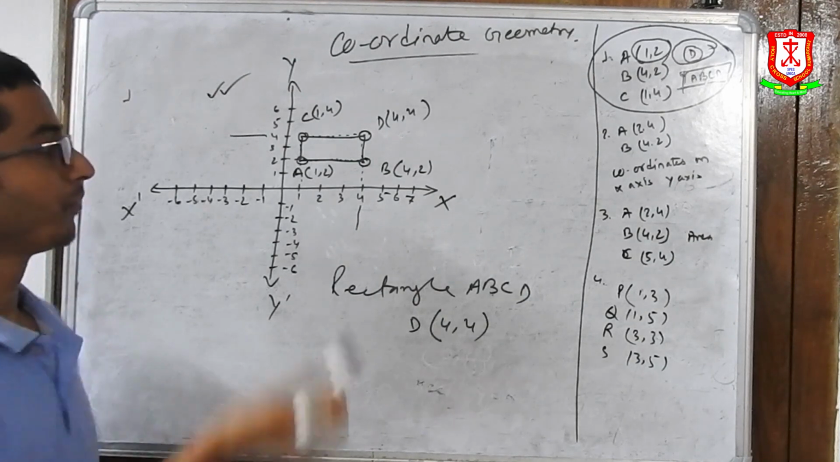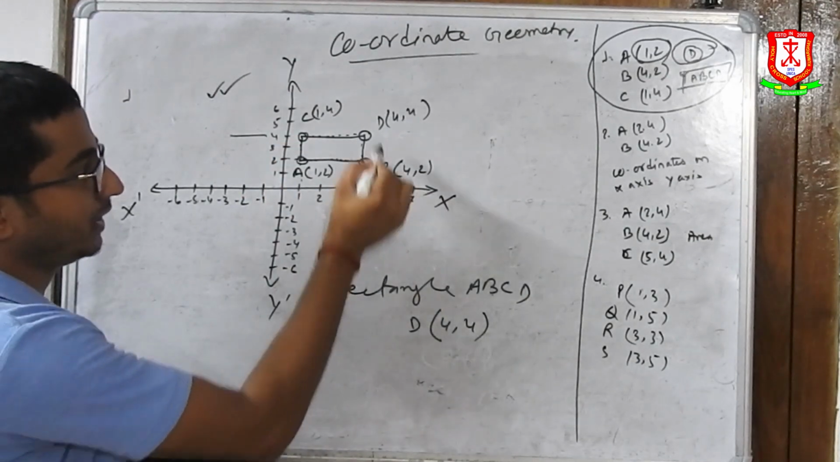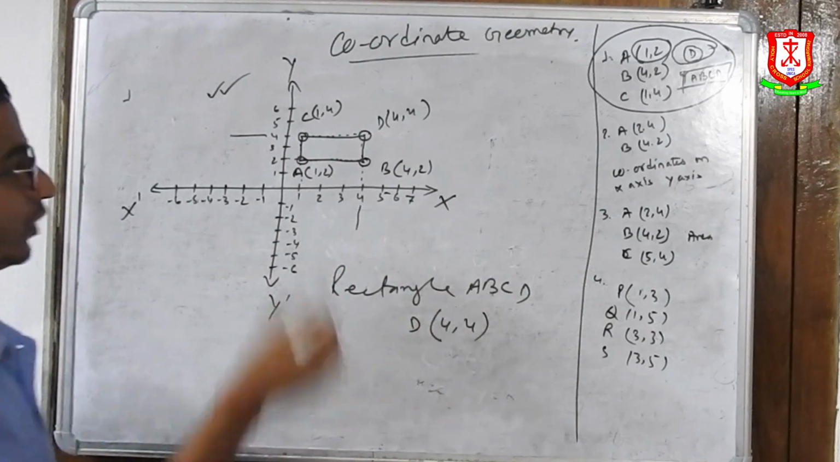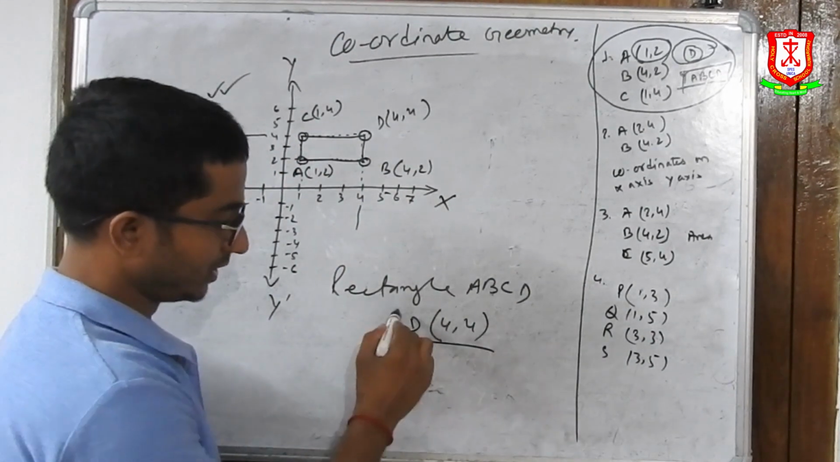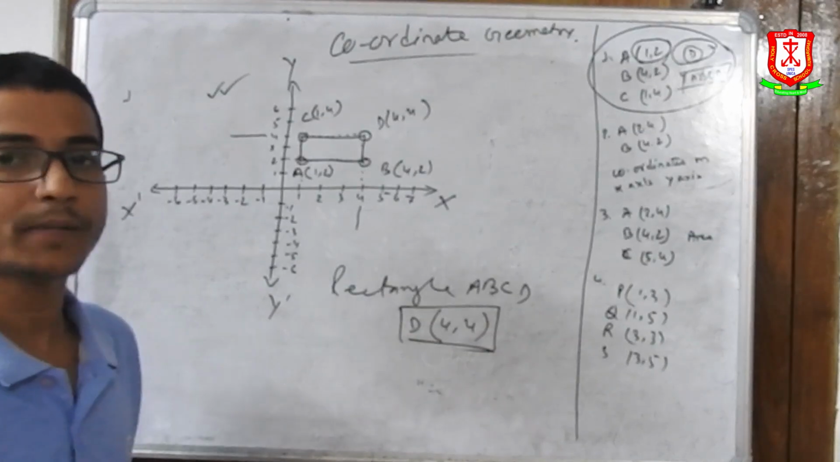After putting the points A, B, C, D on the Cartesian plane, we got that ABCD is a rectangle whose point D coordinate is (4, 4).